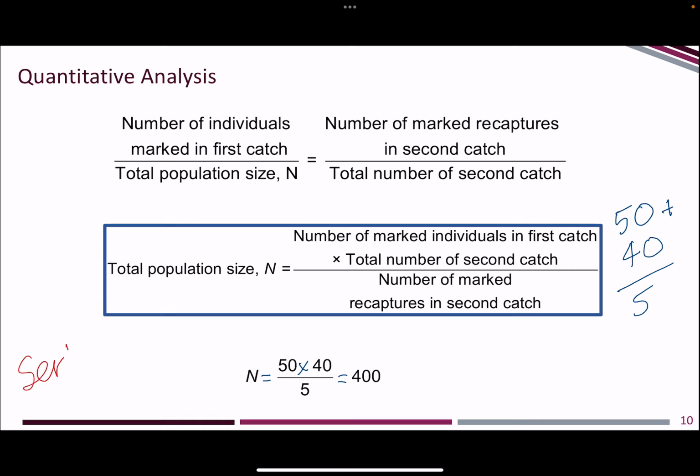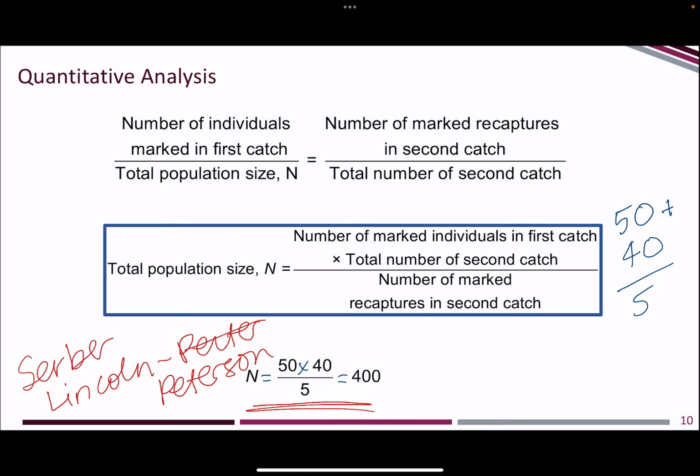We've got the Surber equation, and then we've got the Lincoln-Peterson equation. One is a modification of the other. Lincoln-Peterson is actually this equation that we have here. Your population size is going to be the number of marked individuals in your first catch times the second catch, and then divide that by the number of marked recaptures in the second catch.